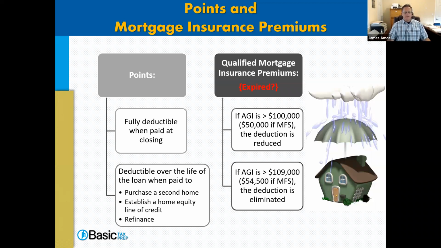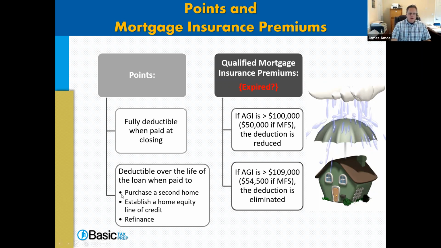So points. Here's what I want you to know about points. They're prepaid interest. Points normally are deductible over the life of the loan. So if you have a 15-year loan, you deduct an equal amount each year over 15 years. If you have a 30-year loan, you deduct an equal amount over 30 years.